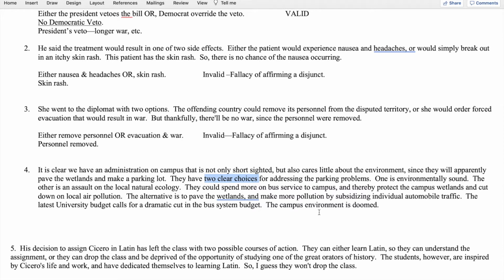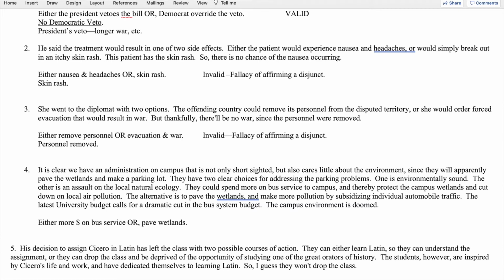One thing or the other. So one choice, on the one hand, it's a choice that's environmentally sound, and the other is an assault on the local natural ecology. Now, these are just descriptions of those choices and how they contrast with one another, but they aren't the choices themselves. Those are introduced in the next sentence. So we would translate that into standard disjunctive form as either we spend more money on bus service, or, right, pave wetlands and make more pollution by subsidizing automobile traffic.